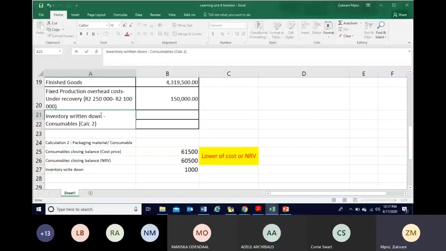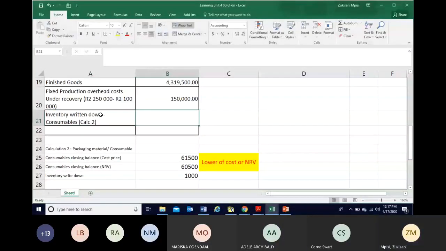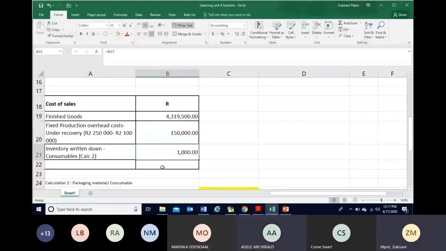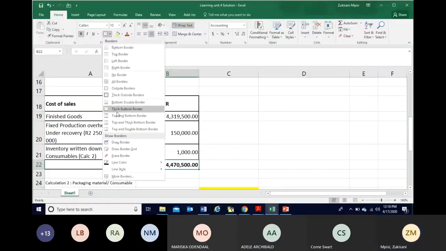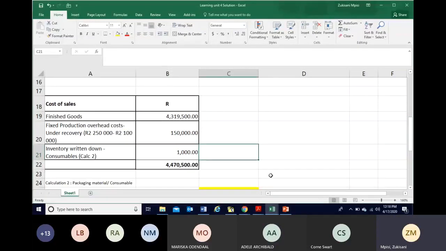You reference it, calculation 2, and this would be your 1,000 rand that you have got in there, which you charge against your cost of sales. So the next thing that you're looking at now is calculating the value of your cost of sales. So the value of your cost of sales in this instance would be 4,470,500, which is your total cost of sales.